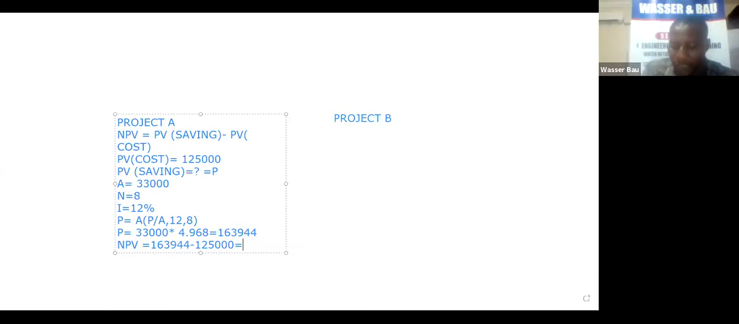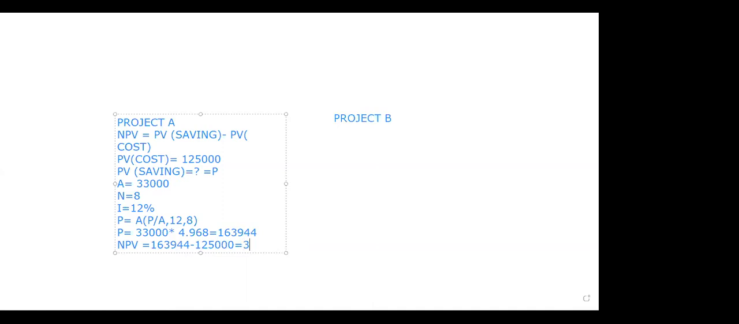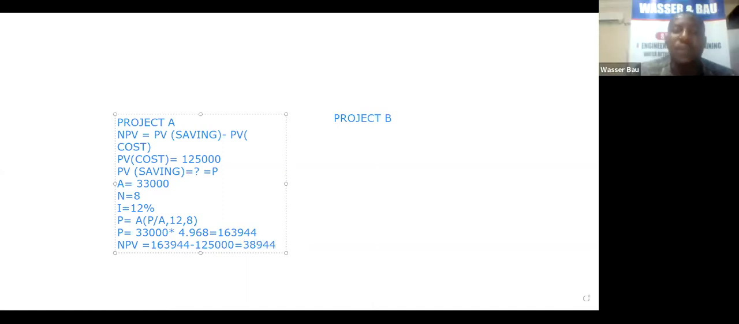Okay, so 163,944 minus 125,000 is giving us 38,944. So the project is a good project. It has a positive NPV. In other words, we're not running at a loss. We're going to make a small change. And that change is 38,944, in today's time, in today's value, not after 8 years, because you don't know what will happen in 8 years. That's why if you're making investments, you're making costs, you should bring it back to present time, because we are drilling on the present.